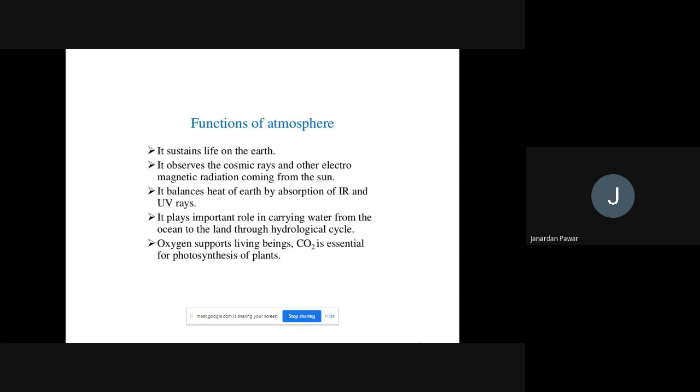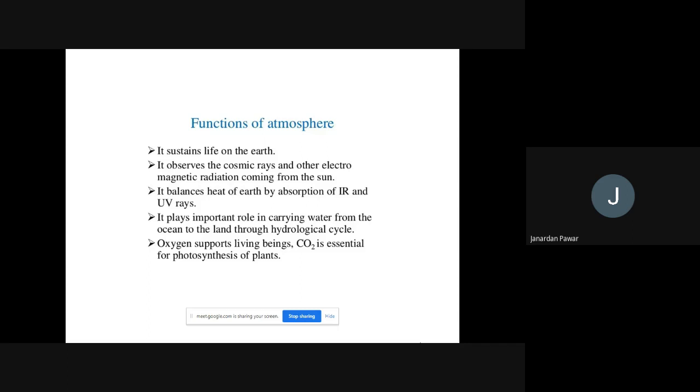It absorbs the cosmic rays and other electromagnetic radiation coming from the sun. As we know, the atmosphere is the most important layer in the environment. If it is not there, what will happen? The cosmic rays and electromagnetic radiation will create problems and hamper human beings. So if we want to stop that, it is necessary. It balances the heat of Earth by absorption of IR and UV rays. These are the two rays that we get from the sun, IR rays and UV rays, and those can be absorbed by the atmosphere. This is why the atmosphere is a must.